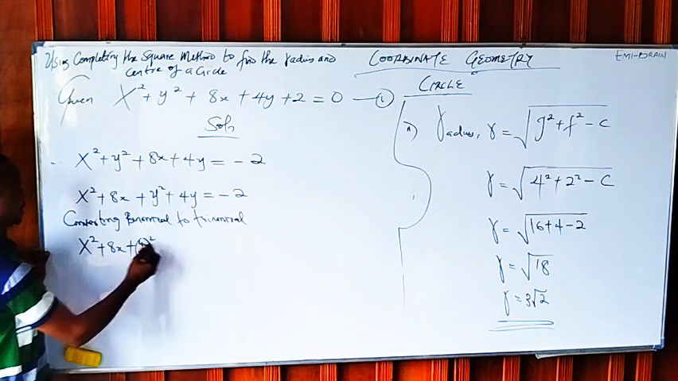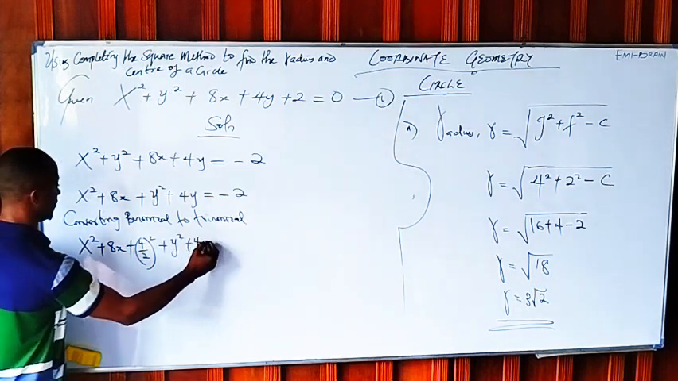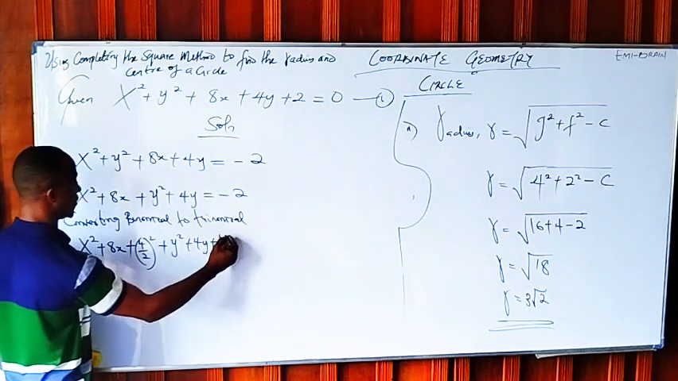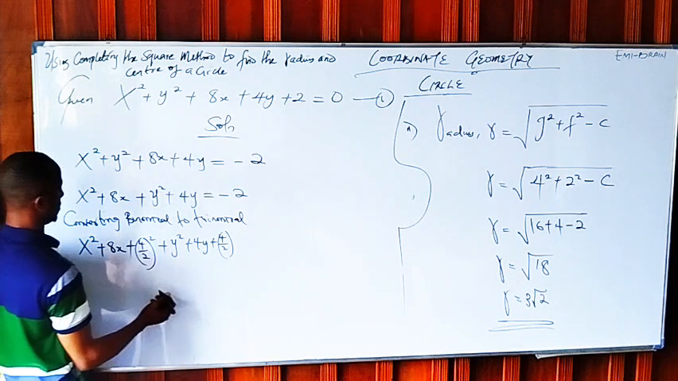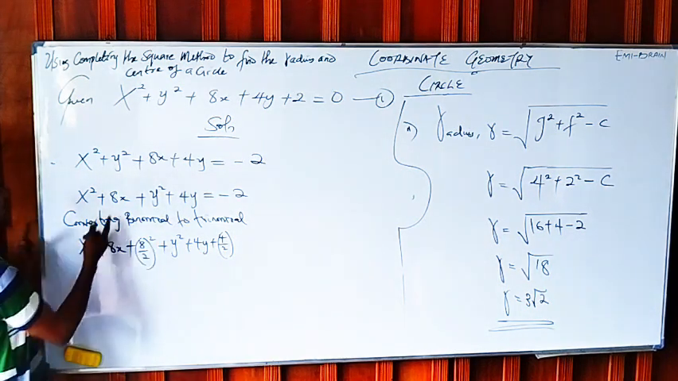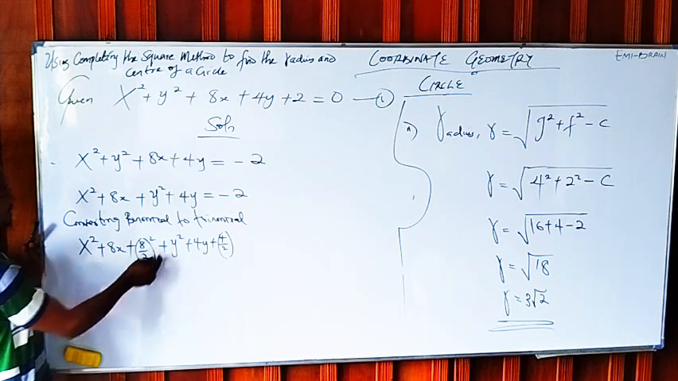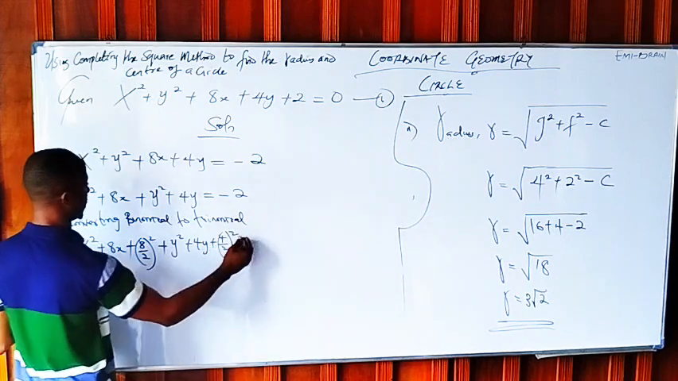Is it not? Plus, what do you have here? y squared plus 4y plus one half of 4, 4 over 2. Okay, sorry, 8 over 2 all squared. What about this? 4 over 2 all squared equals minus 2 plus.